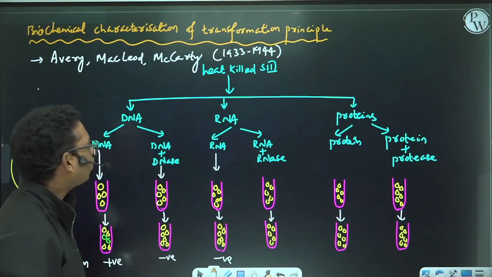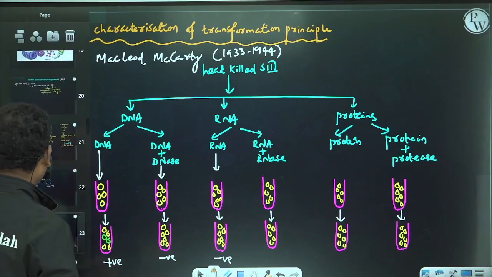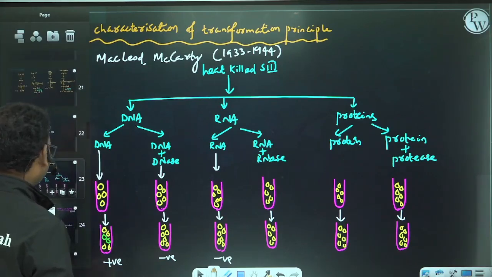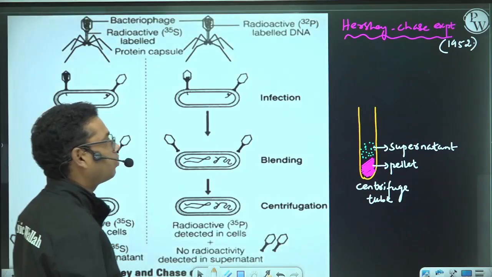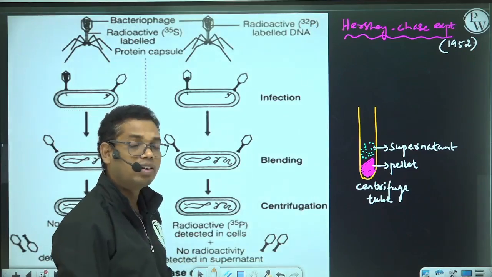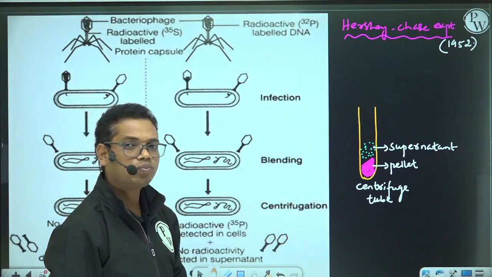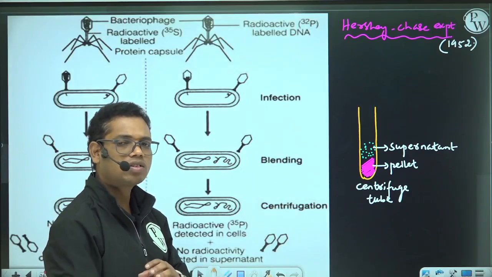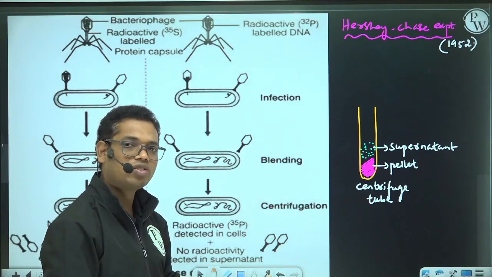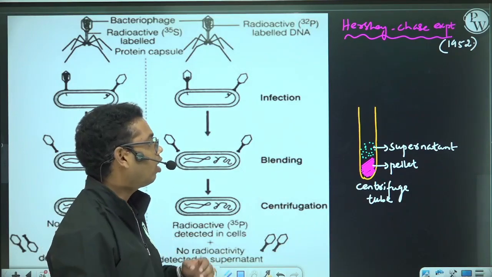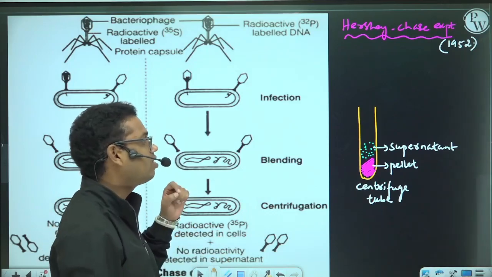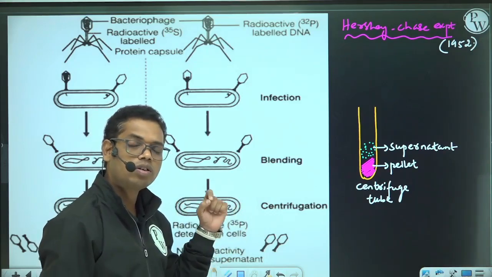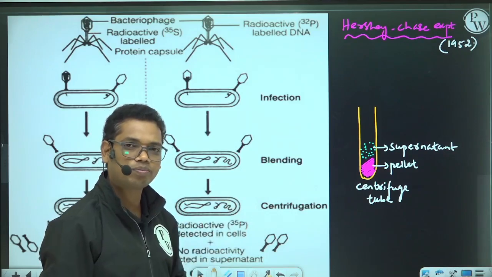Okay. Now, later on, Hershey and Chase performed a wonderful experiment in the year 1952. From this experiment, it was concluded without any hesitation, without any doubt, unequivocally, that it is DNA which is responsible, which is the genetic material.